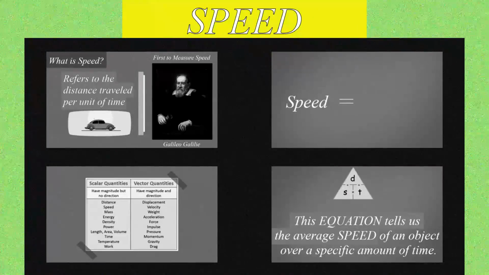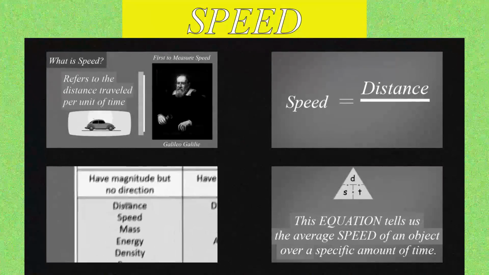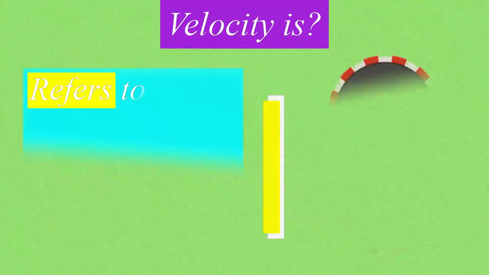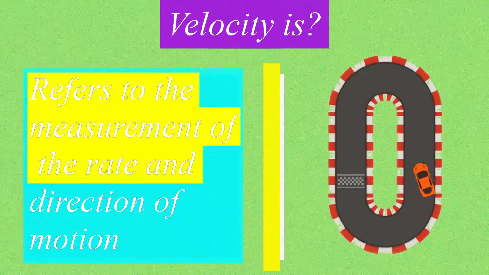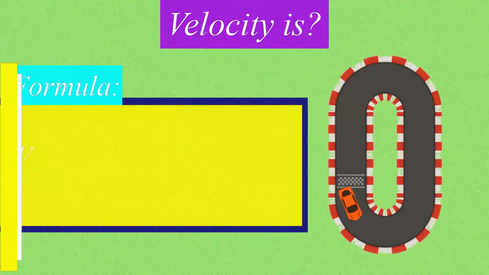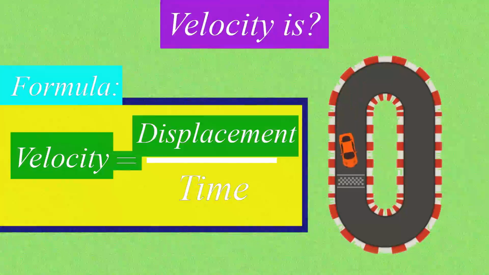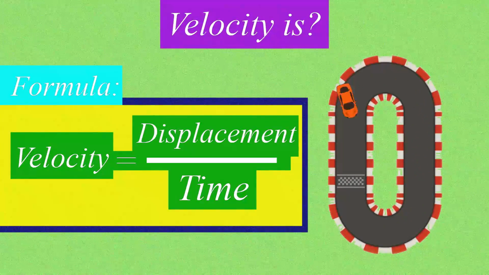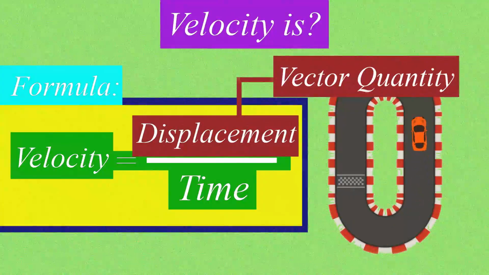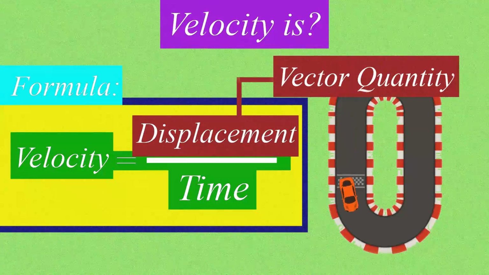So, now that we know what speed is, we have to know what velocity is. Velocity refers to the measurement of the rate and direction of motion. The formula for velocity is displacement over time. It measures displacement, which is a vector quantity. This indicates the difference between an object's final and initial position.